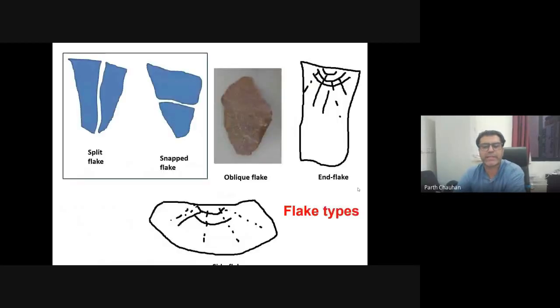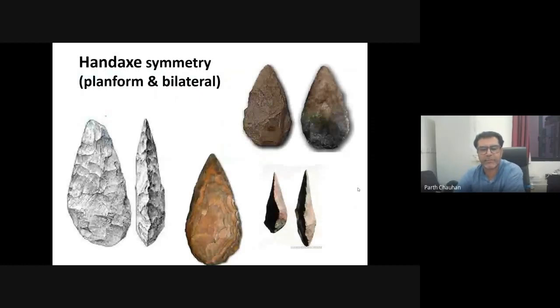And then what kind of flakes are coming out? How do you take out an end flake? How do you take out a side flake or an oblique flake? How do flakes get split or snapped? Is it always during the knapping process, or is it done intentionally afterwards? Again, just to test different hypotheses. And then looking at Handaxe symmetry, both bilateral and planform.